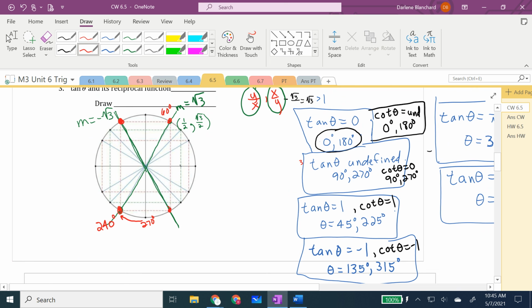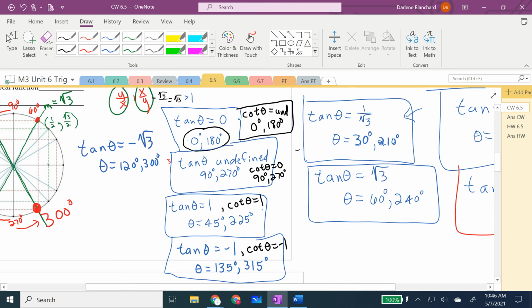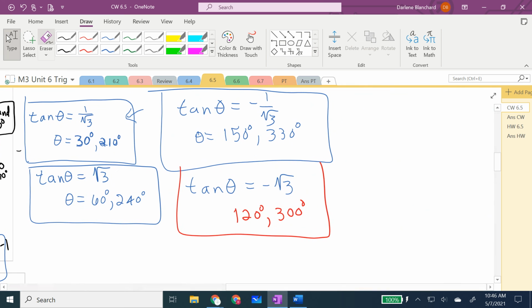When my angles are 90 degrees plus 30 degrees takes me to 120 degrees. And then 270 plus 30 takes me to 300 degrees. So tangent theta is equal to negative root 3 when my angles are 120 degrees and 300 degrees. I'm going to put that in the same color.